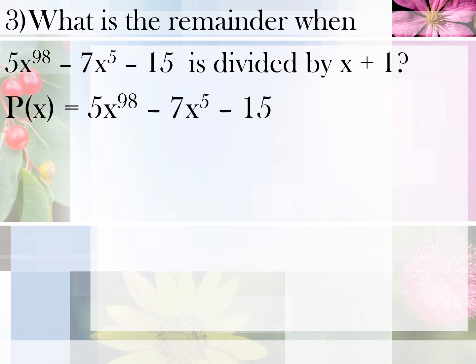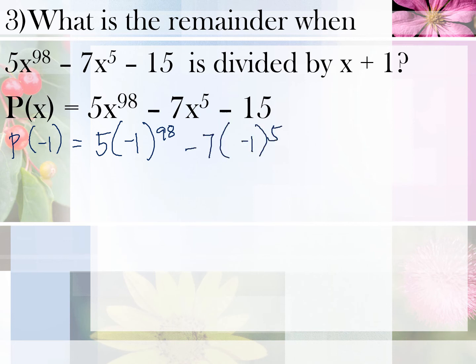So, that is p of negative 1. So, this time, we're going to solve for p of negative 1. That is equal to 5 times negative 1 raised to 98 minus 7 times negative 1 raised to 5 minus 15. So, mabilis lang naman to i-simplify kasi ang technique lang is kapag ang negative 1 ay na-raise mo sa even number, kagaya nito, even number yung 98 natin, even number ibig sabihin divisible sa 2.